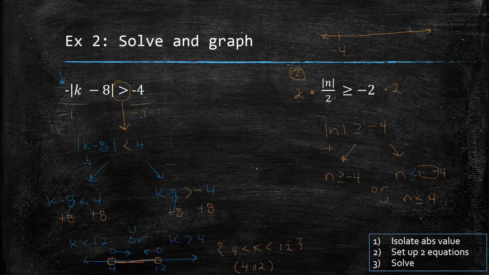So when you plot your number line over here, you've got negative 4 on the left, positive 4 on the right. N is less than or equal to positive 4, so closed circle here, less than is to the left, and n is greater than or equal to negative 4, closed circle at negative 4, greater than is to the right. And this is another one where you have your connected points here.